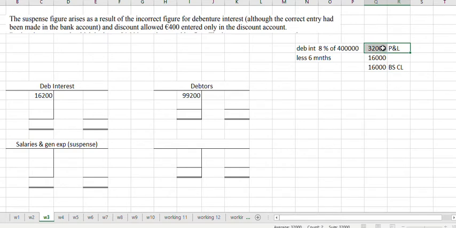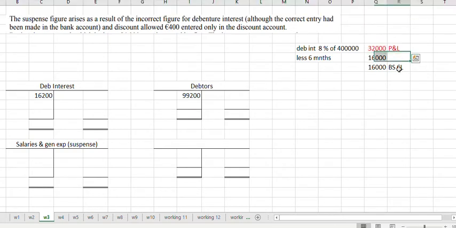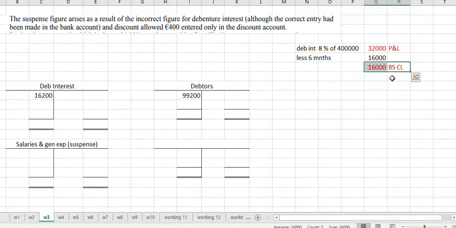So we have 2 figures here. We have debenture interest for the year in the P&L, and we have debenture interest due, 16,000, balance sheet current liability. I'll just circle them to make them stand out even more. This 16,000 is what should have been paid. Look over here though, 16,200. That's wrong. We must reduce that by 200. Once we credit debenture interest, we must debit the suspense, 200.